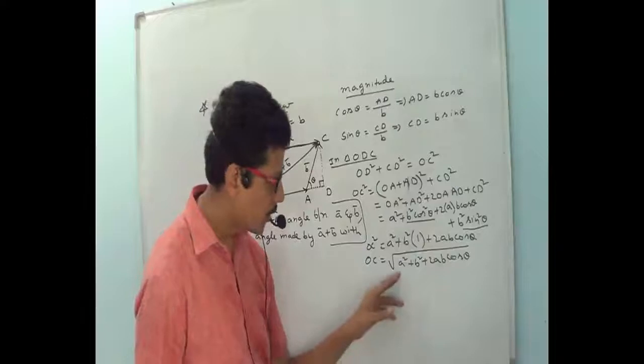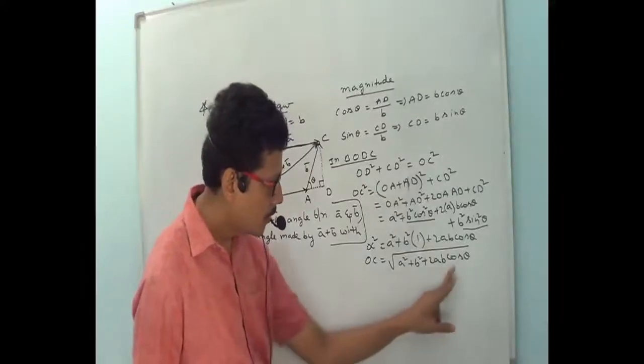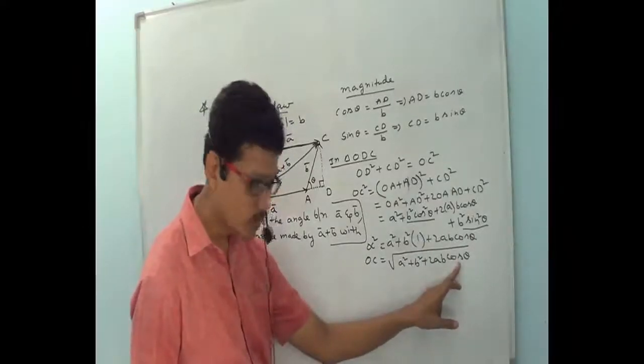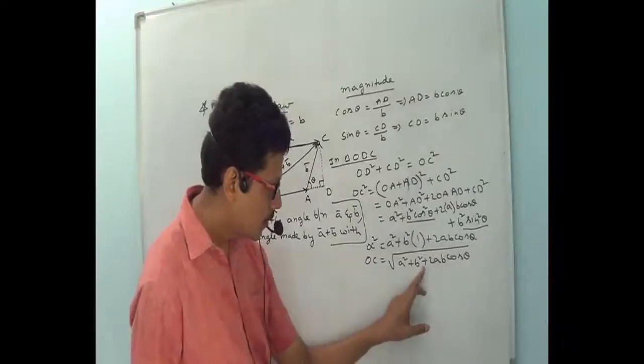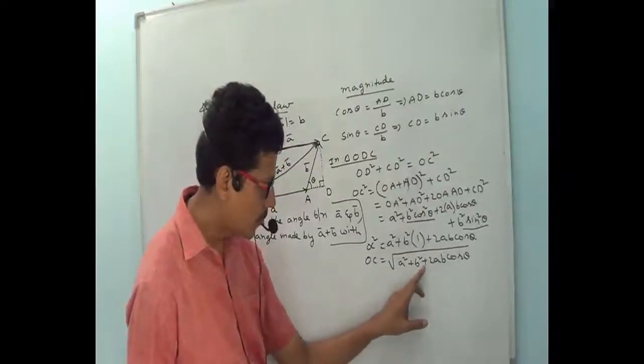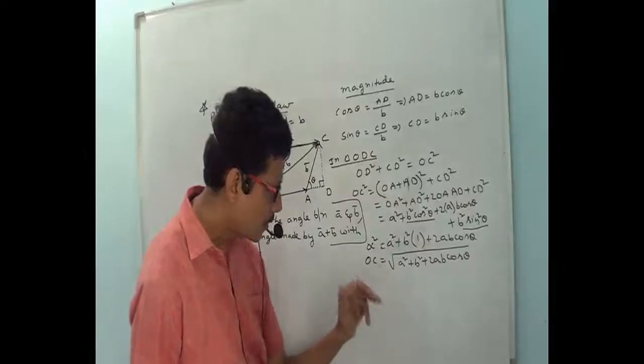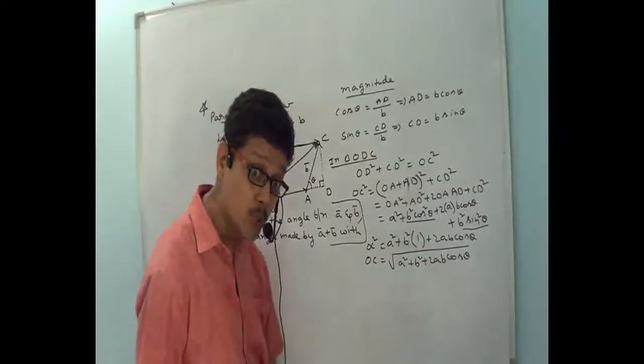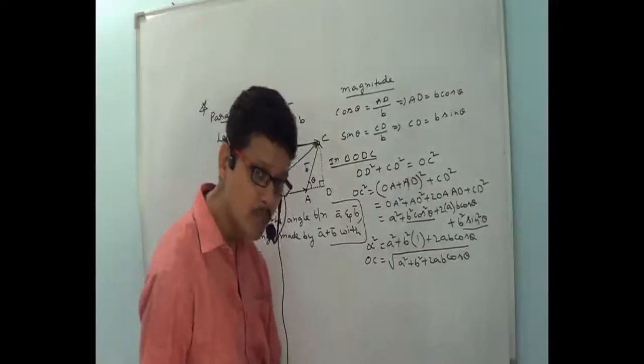So what is the resultant force? It is A minus B. Here theta is 180 degrees. Cos 180 is minus 1, so you will be getting a minus here. And what is the root of A minus B whole square? Root of A minus B whole square is A minus B only.